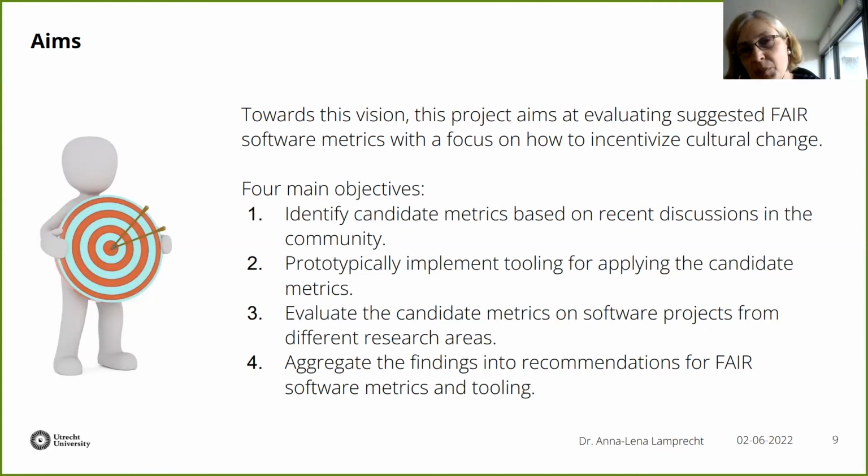So when we have identified the metrics that are potentially automatically accessible by computational tools, we will implement prototypical tooling for applying these metrics to software projects, and then apply them to selected research projects from different areas to get feedback and talk to the developers. And then finally, we're going to aggregate these findings into recommendations for FAIR software metrics and tooling. So this is the outline of the project.